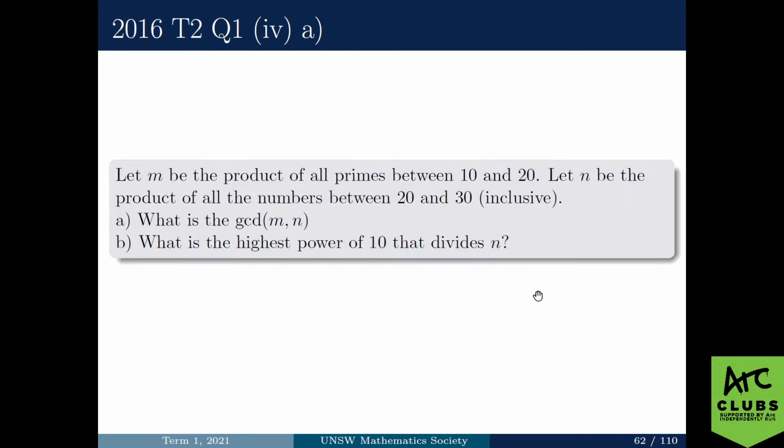Okay, so this question is not necessarily modular arithmetic or relations. It's more to do with the first part of this chapter, which is to do with integers, right? So let m be the product of all primes between 10 and 20. Let n be the product of all the numbers between 20 and 30 inclusive. What is the greatest common divisor of m and n? And also we need to find the highest power of 10 that divides n. Okay? So in order to find the GCD of two numbers, we look at the primes, right?